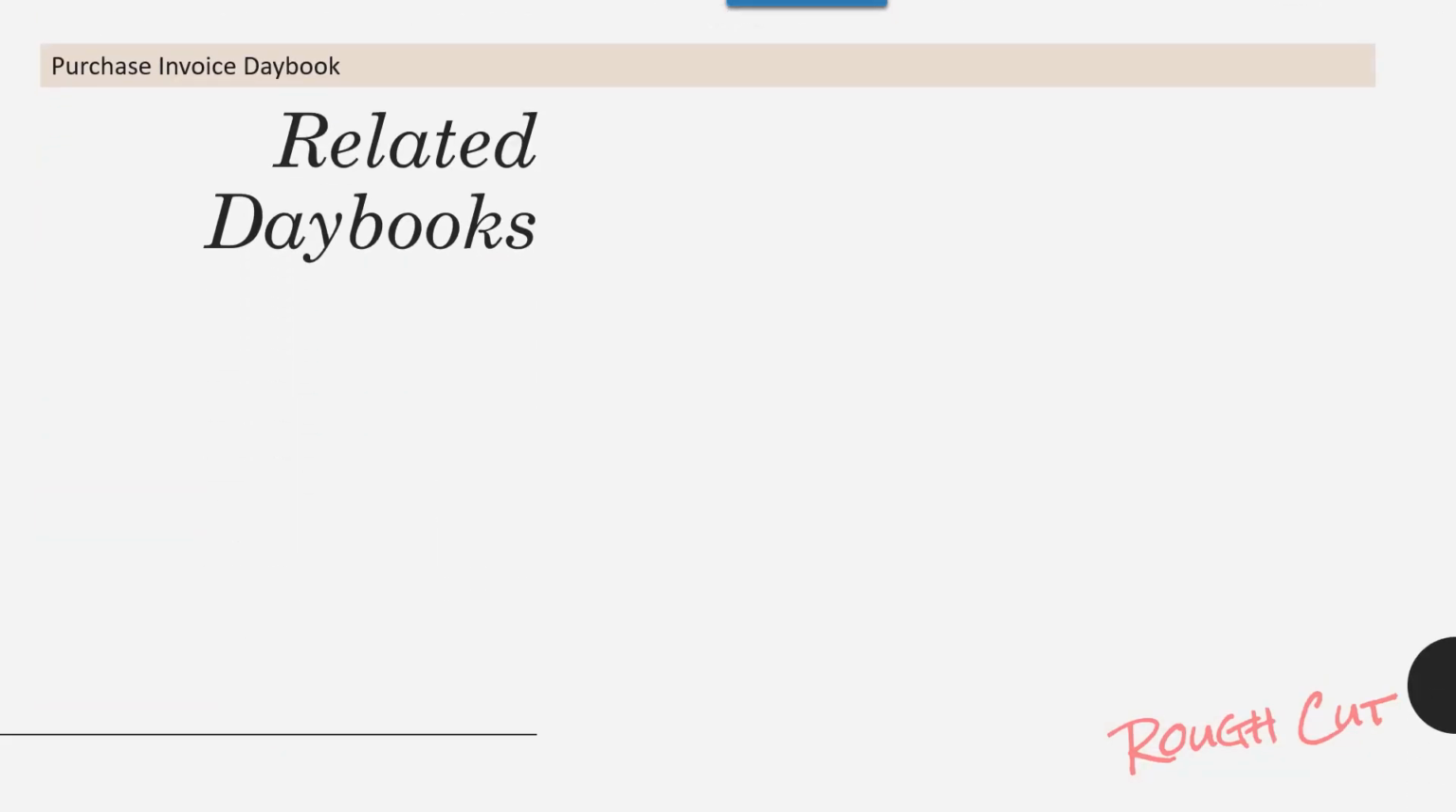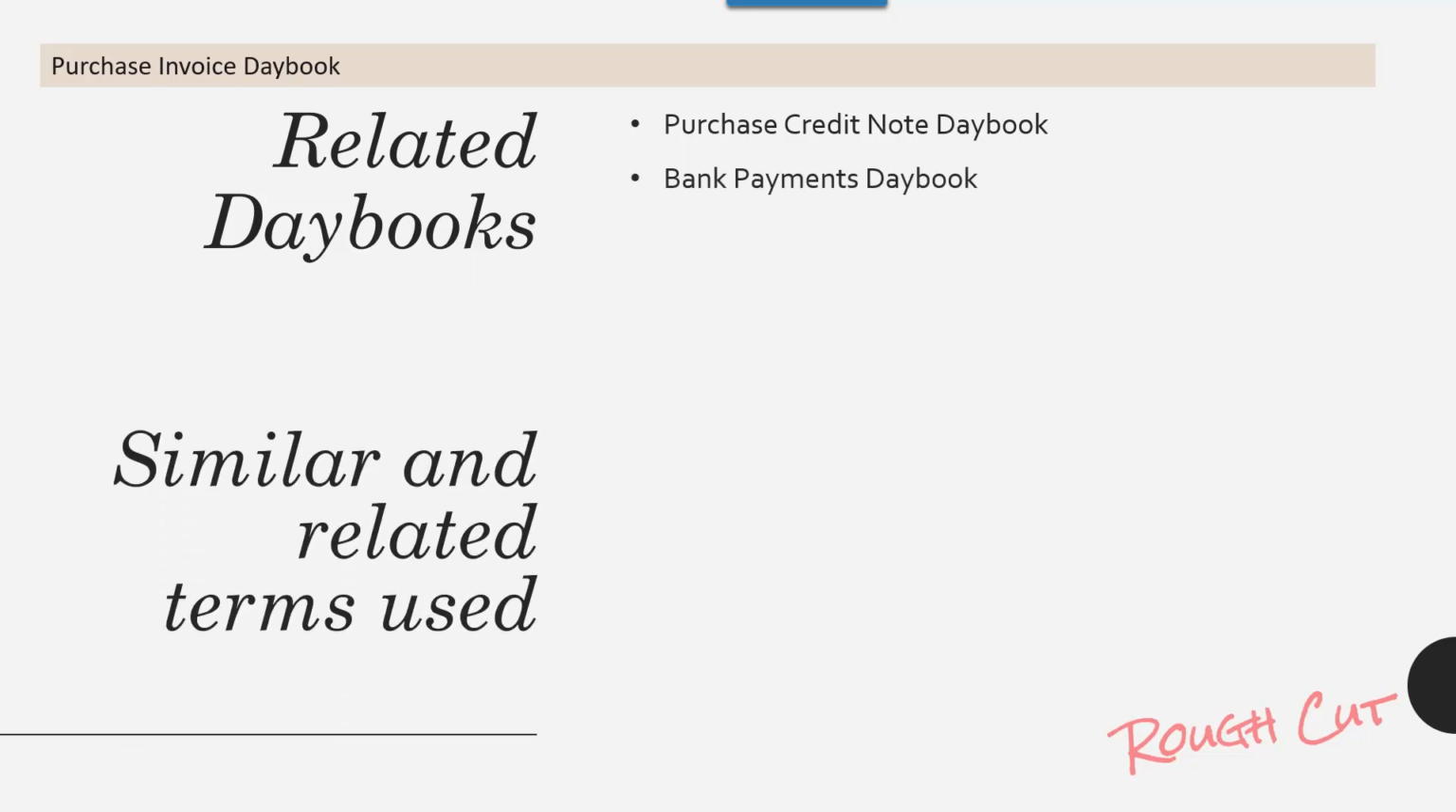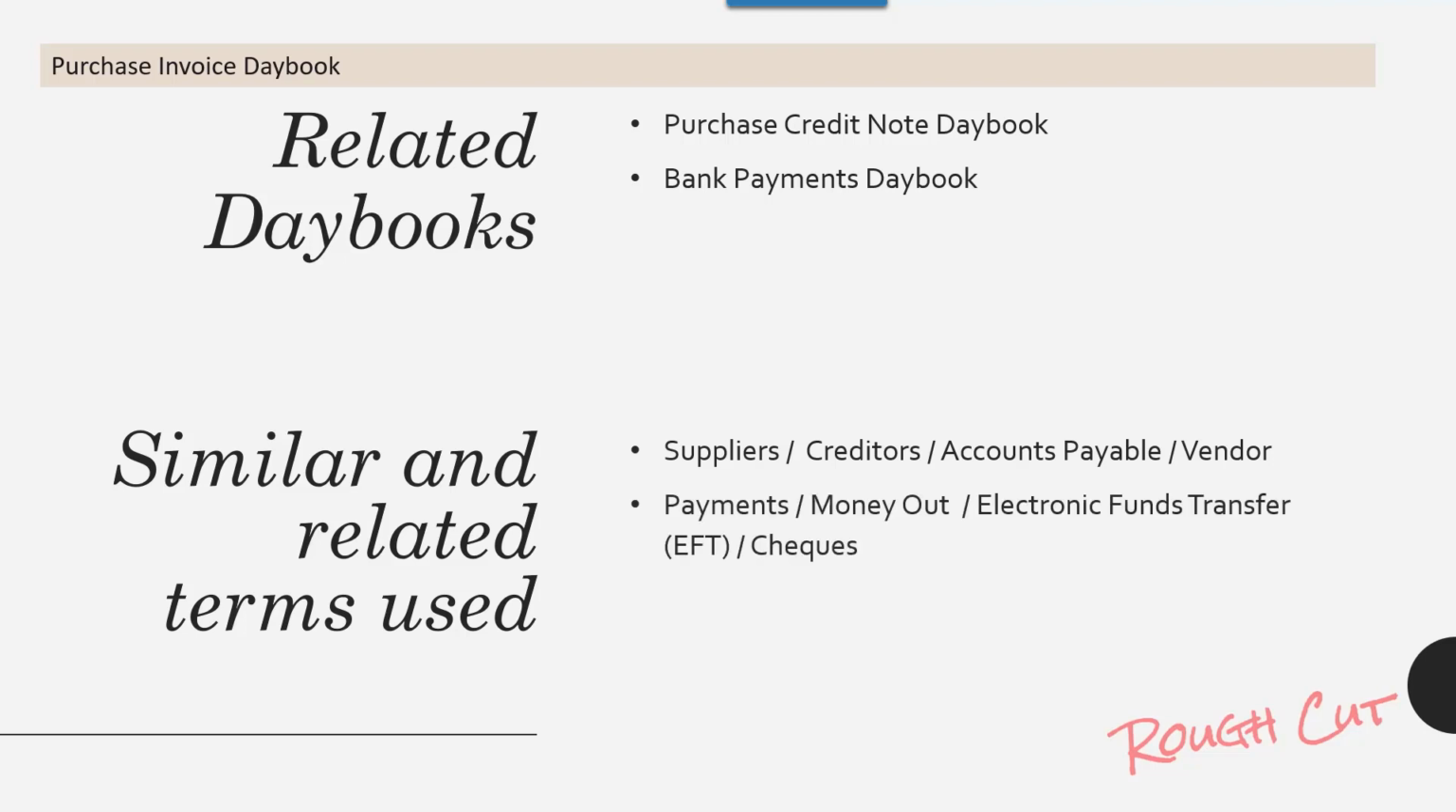So related daybooks: purchase credit note daybook, bank payments daybook. And similar and related terms used: suppliers, creditors, accounts payable, vendor, payments, money out, electronic funds transfer, EFT, checks.